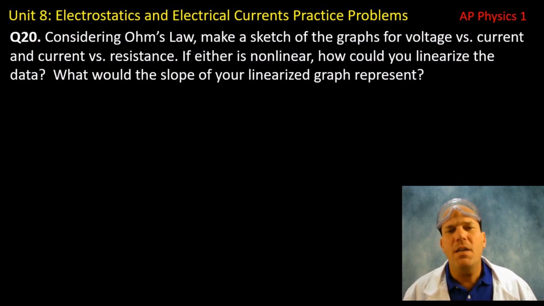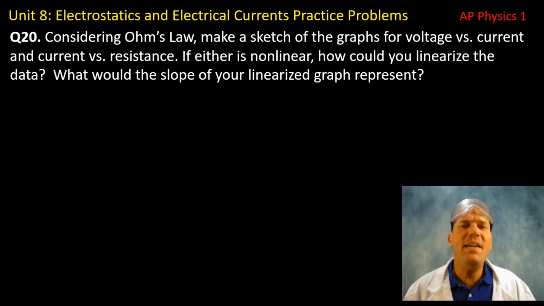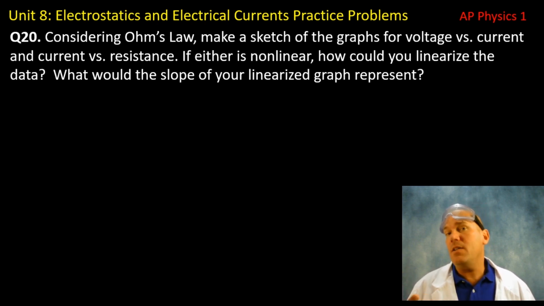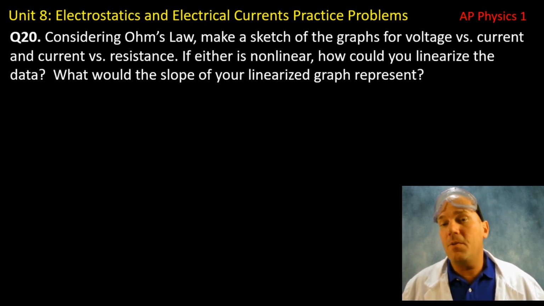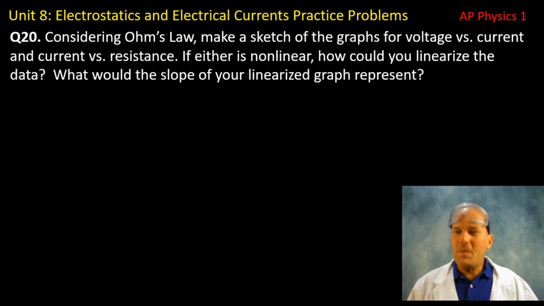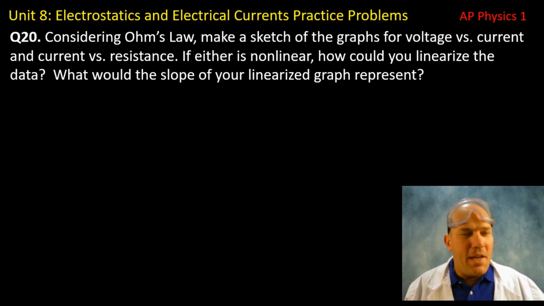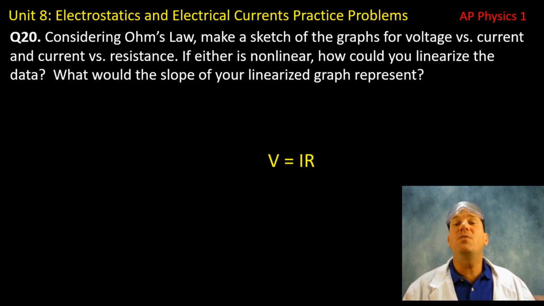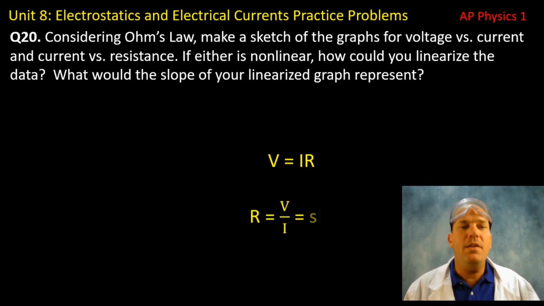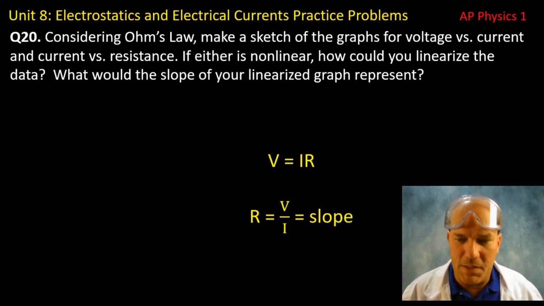Question 20. Considering Ohm's law, make a sketch of the graphs for voltage versus current and current versus resistance. If either is nonlinear, how could you linearize the data? What would the slope of the linearized graph represent? We've been doing this throughout the course, and we did it in AP Chemistry as well. So let's take a look at what these graphs would look like for voltage versus current and current versus resistance.